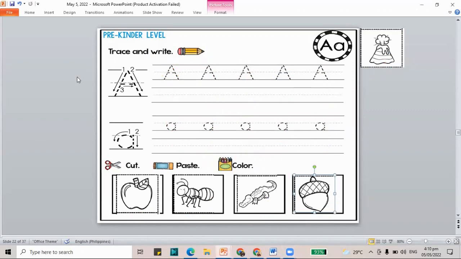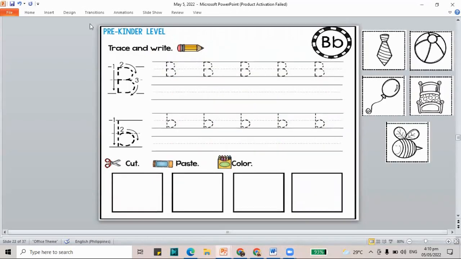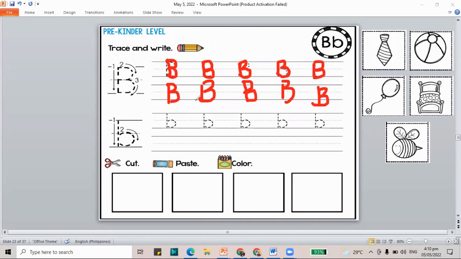Let's jump to another work and let's do our letter B. Trace your B, line down, around the tree, around the tree. Line down, around the tree, around the tree. That makes your capital letter B. Lowercase b, line down, add a bear's belly. That's how you make your lowercase letter B.